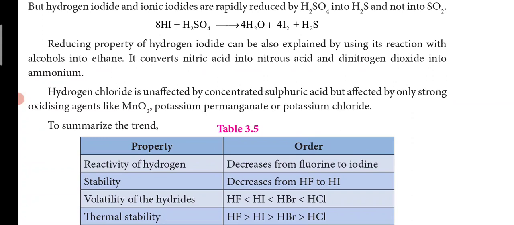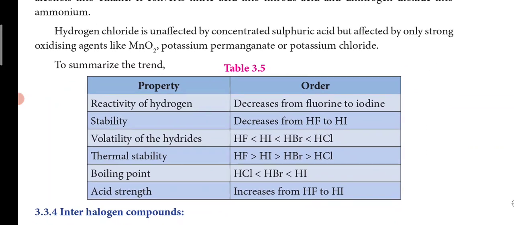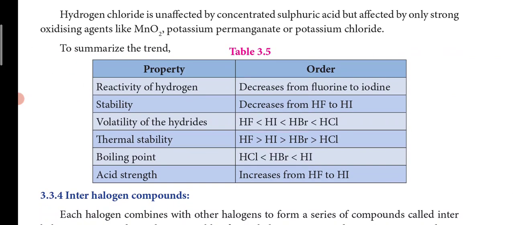And hydrogen chloride is unaffected by concentrated sulfuric acid but affected only with oxidizing agents like manganese dioxide and potassium permanganate. So the complete trend, whatever we have discussed, they have put in this table.